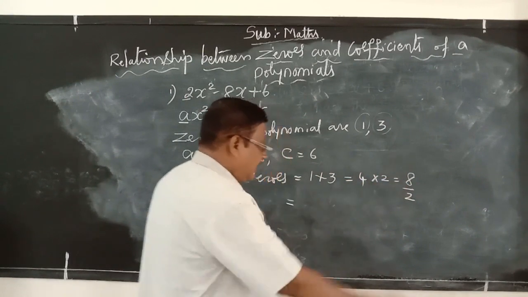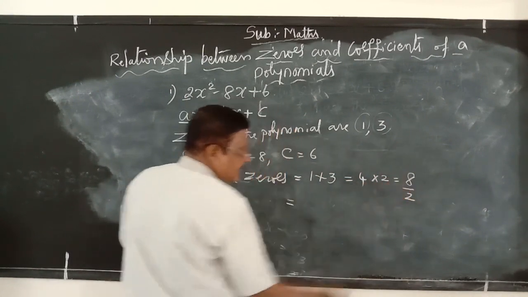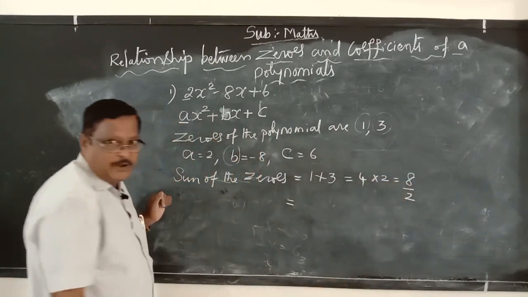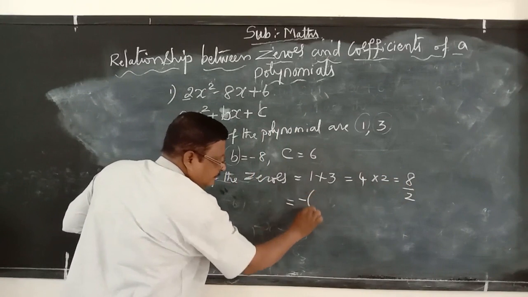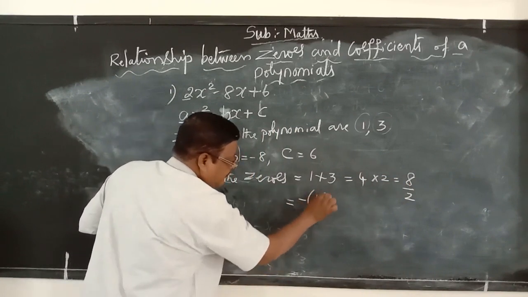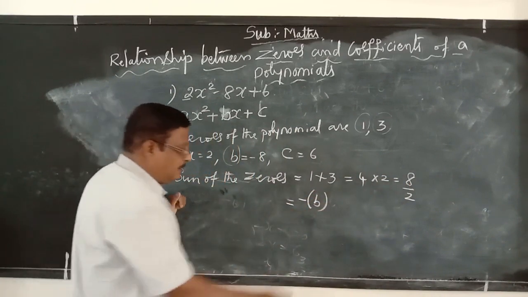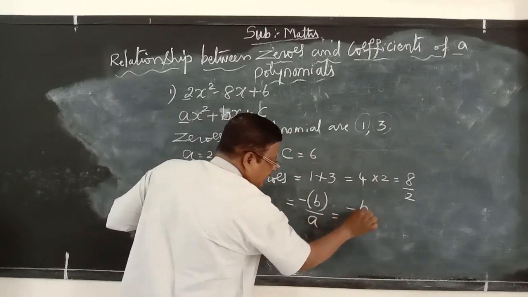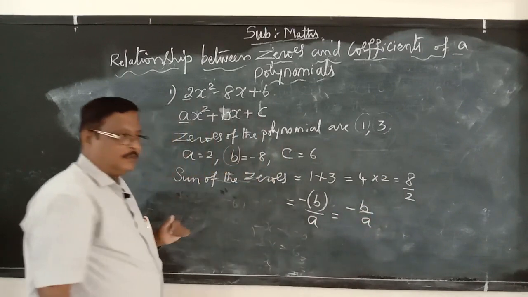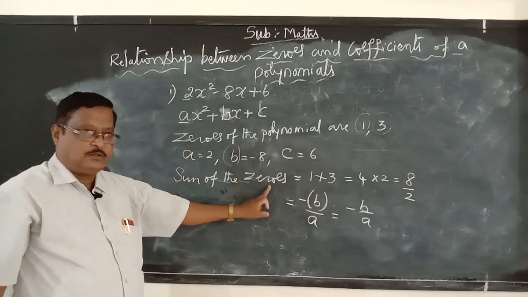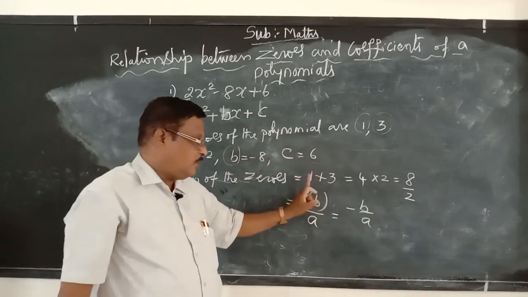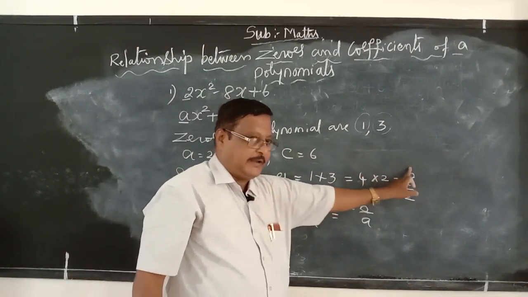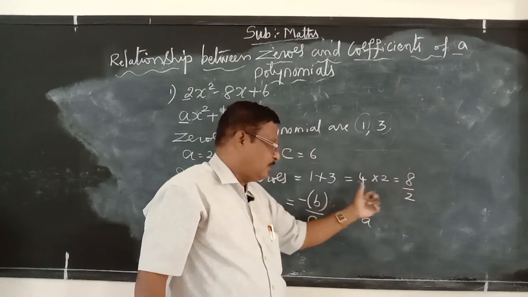This 4 here we are adding, here you see 8 is nothing but minus b by a, that is 2. This is nothing but minus b by a. Here sum of the zeros is 1 plus 3. 1 plus 3 is nothing but 4. Here 4 is multiplied by 2 is nothing but 8. 8 divided by 2 is nothing but only 4.